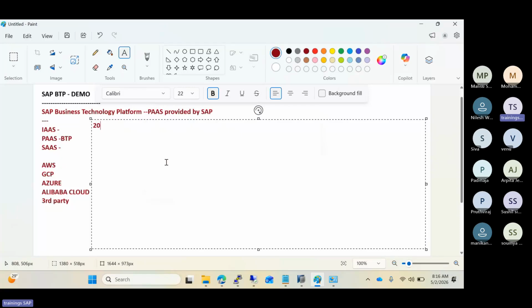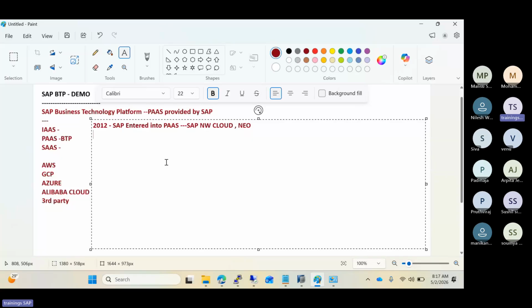In 2012 itself, SAP entered into the PaaS market, the platform as a service based market. At that time they had the SAP NetWeaver Cloud. The short name is Neo. With that Neo, they had NetWeaver on demand. They entered into the PaaS market.